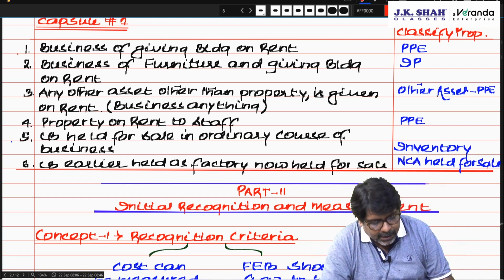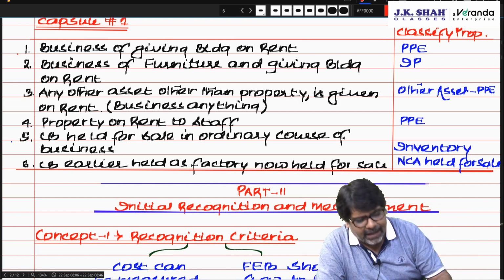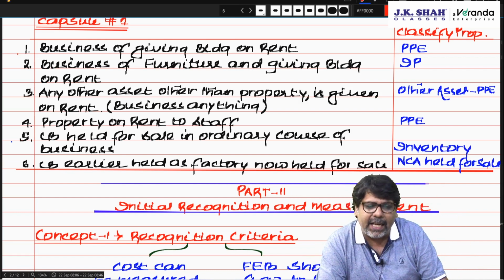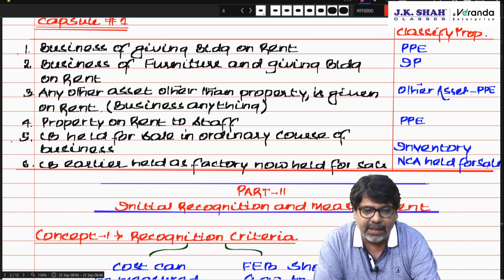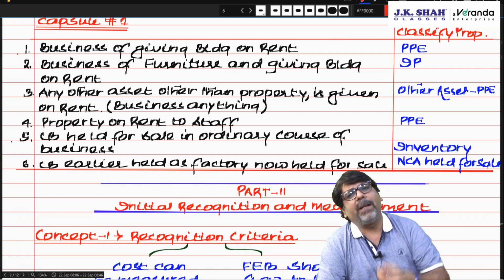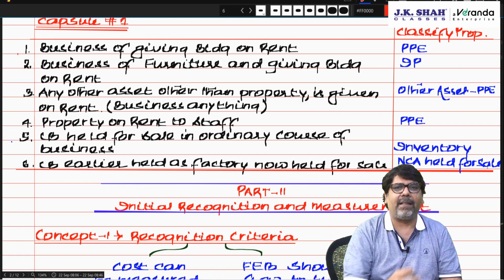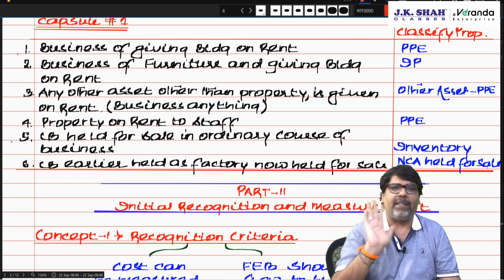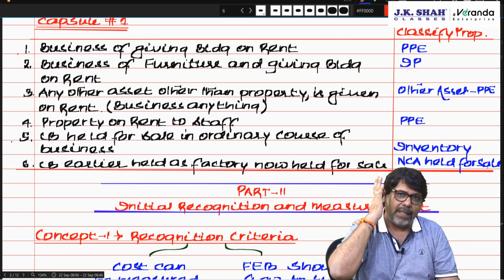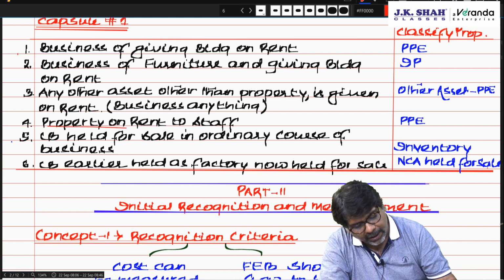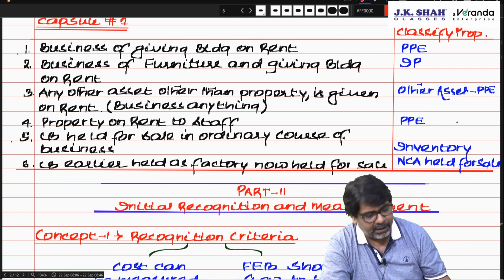Now chartered, any other asset which I am giving on rent shall be treated as PP. My business can be anything, I can be a teacher, I can be a manufacturer, I can be an actor, I can be a lawyer, but I am giving JCB on rent, then that JCB shall be treated as my PP. Property on rent to staff, PP.